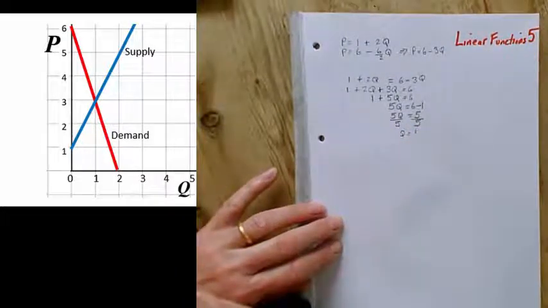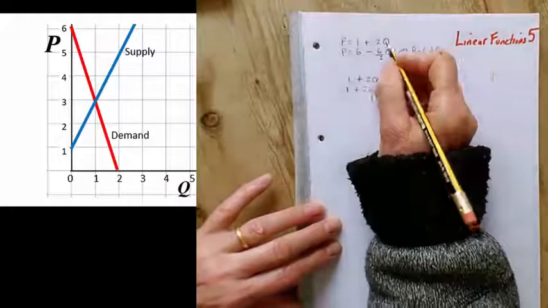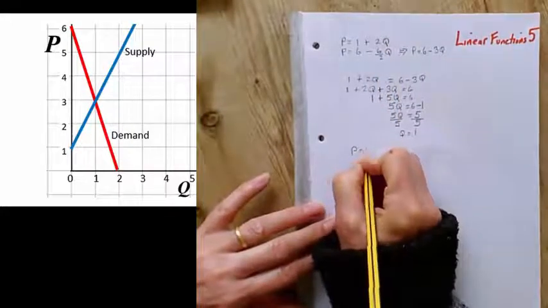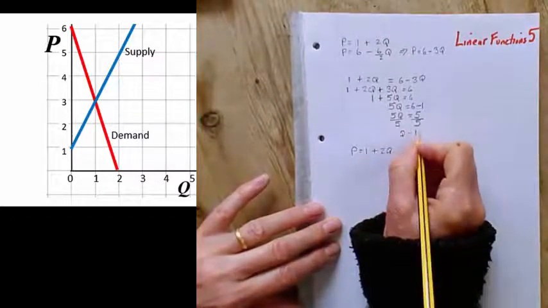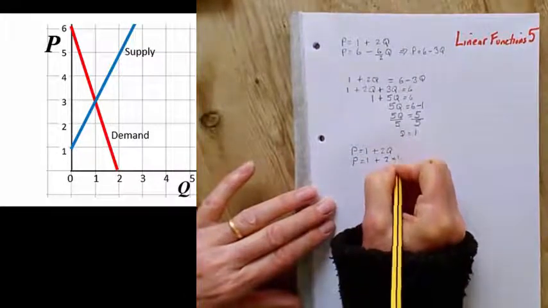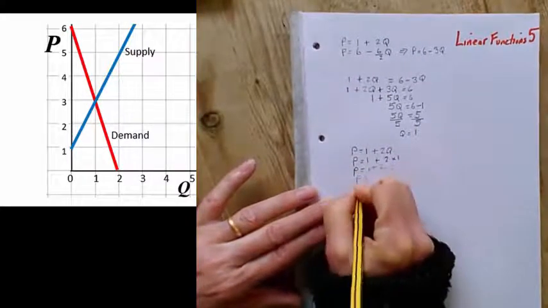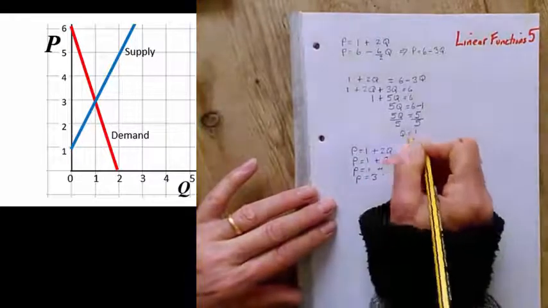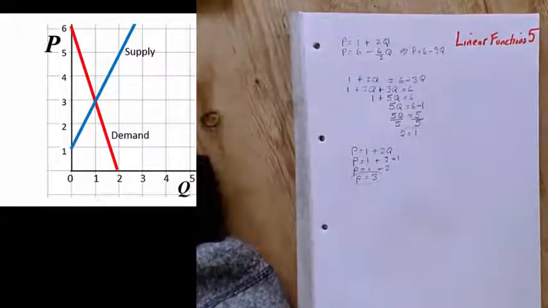We can see the equilibrium point is at the point Q equals 1. So if Q equals 1, we can take either of those two functions. Here we go again, P equals 1 plus 2Q, and everywhere there's a Q there, we put in a 1 instead. We substitute in a 1. So we see that P equals 1 plus 2, P equals 3. So it looks like the equilibrium point is that Q equals 1, P equals 3, which we can see from our graph. So let's do another one.